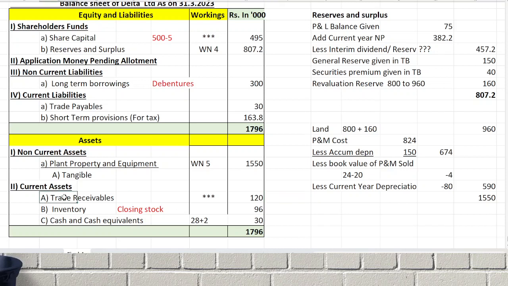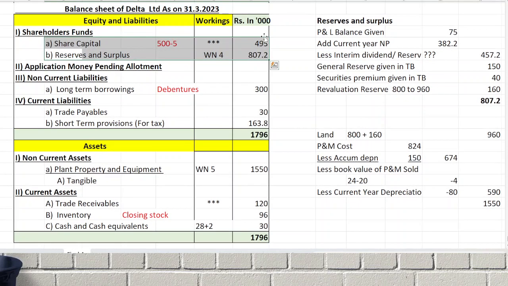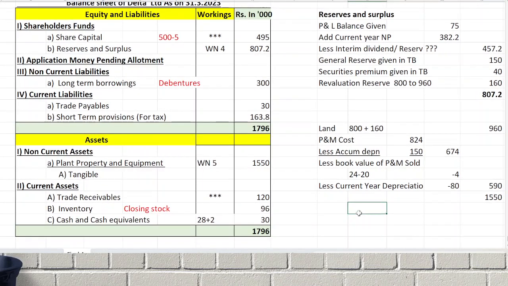And you write notes to accounts in the exam on which ones? The debtors due for more than 6 months, and the authorized, issued, called up, paid up capital information, along with the shares issued for consideration other than cash. You have to give it as notes to accounts. Wherever you find more than one item, two or more items, you must prepare a notes to accounts.